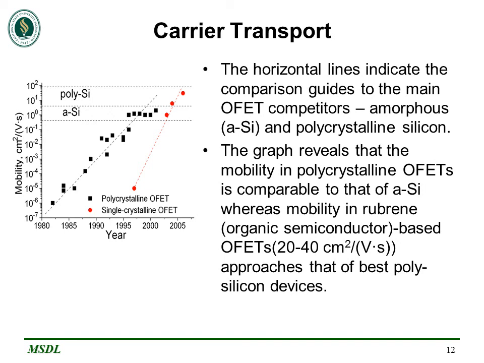The evolution of carrier mobility over years of OFET research is shown in the graph for polycrystalline and single crystalline OFETs. The graph reveals that the mobility in polycrystalline OFETs is comparable to that of amorphous silicon, whereas mobility in organic semiconductor like rubrene-based OFET approaches that of the base polysilicon devices.